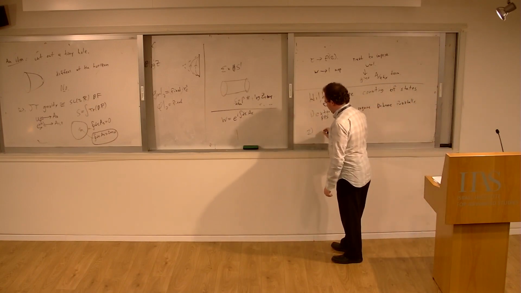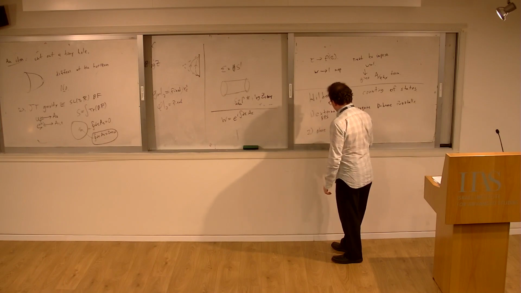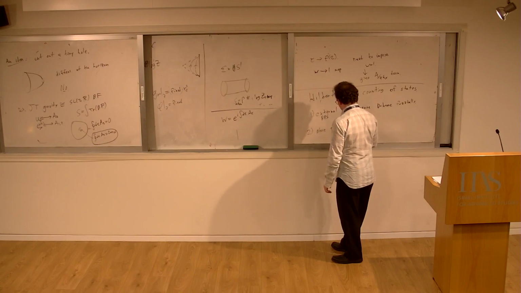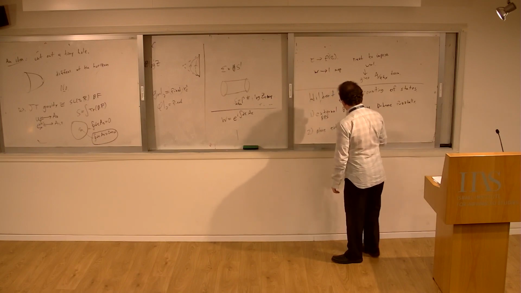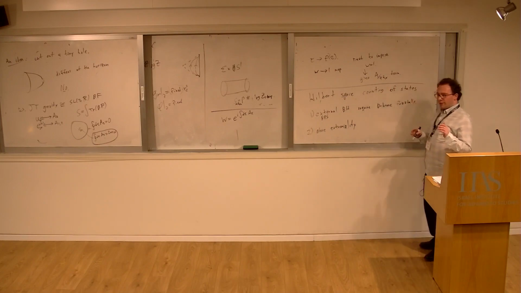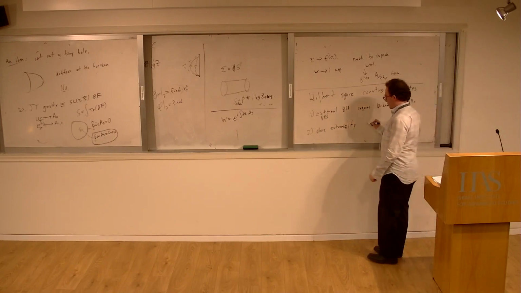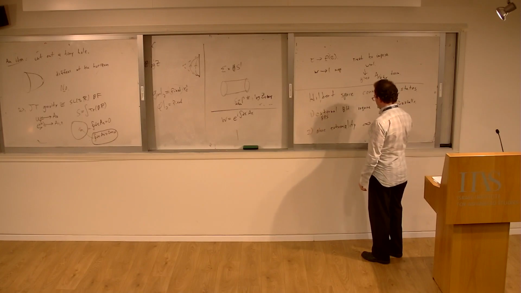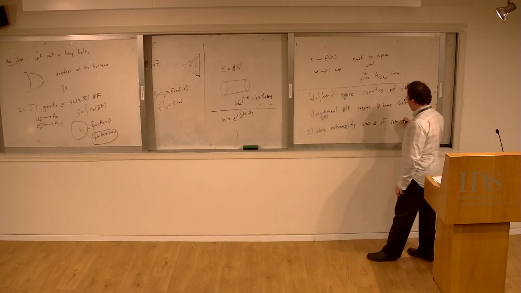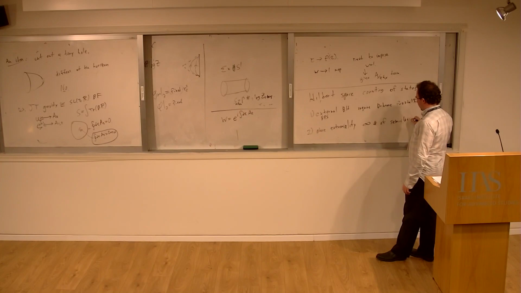But if we're away from extremality, above extremality, then there are an enormous number of black hole microstates in the semi-classical theory. We really have an infinite number of semi-classical microstates.